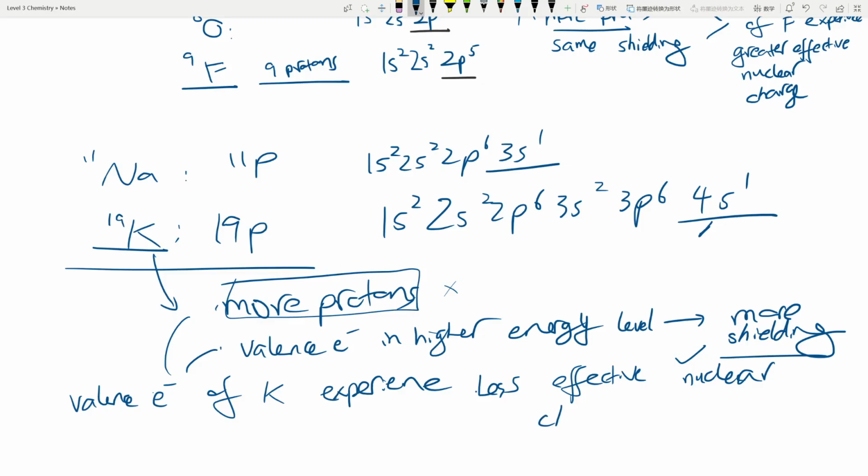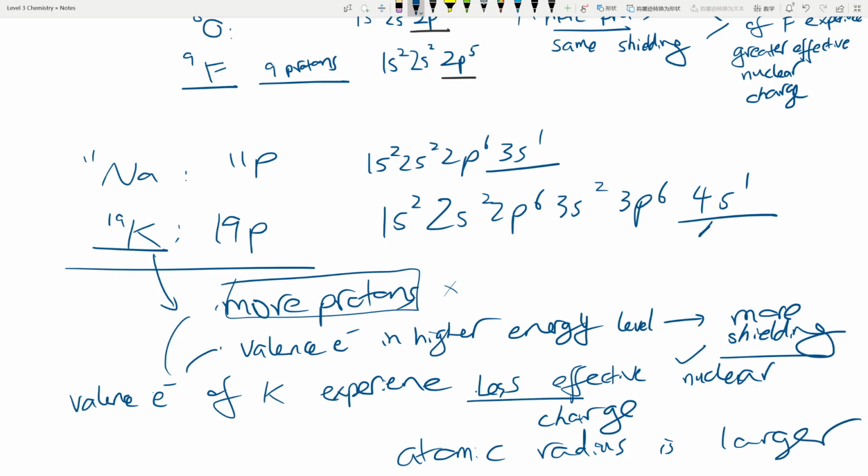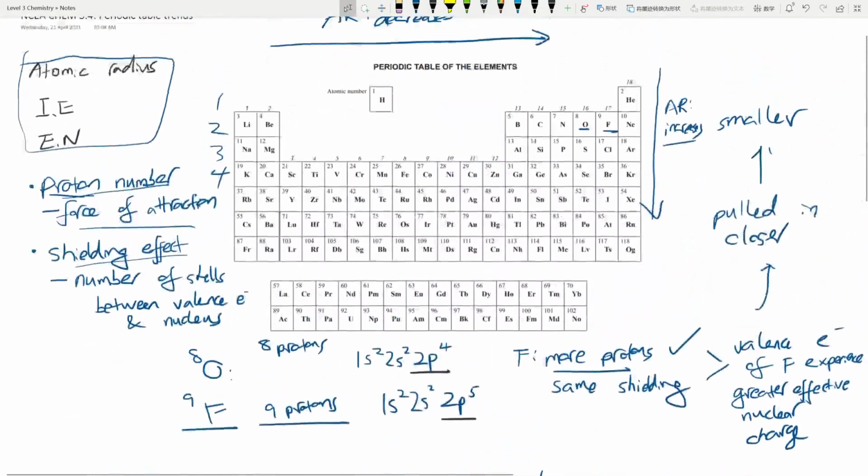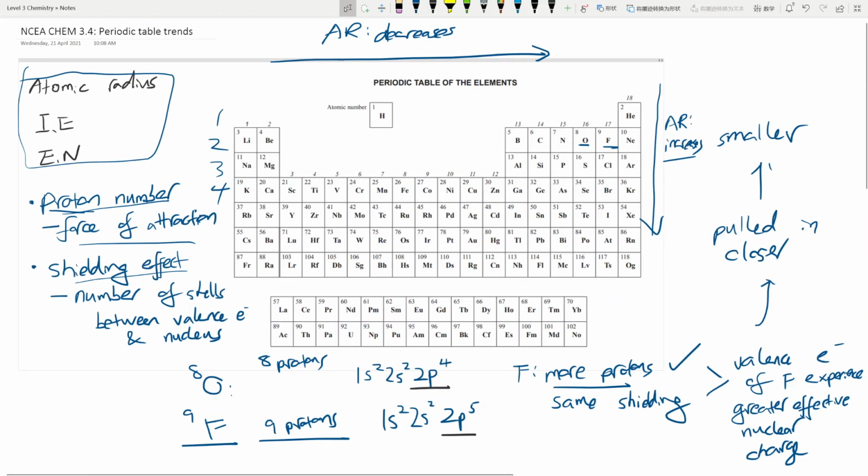And as a result, they are bigger. Atomic radius is larger. Why is it larger? Because you're experiencing less force of attraction, so obviously the valence electrons are on the loose, therefore they will tend to be further away compared to the sodium's valence electrons, so the atom is larger. Okay, so hopefully that makes sense. So that's atomic radius. And it's really crucial that you understand atomic radius, because if you understand it, you can understand the other two really easily.